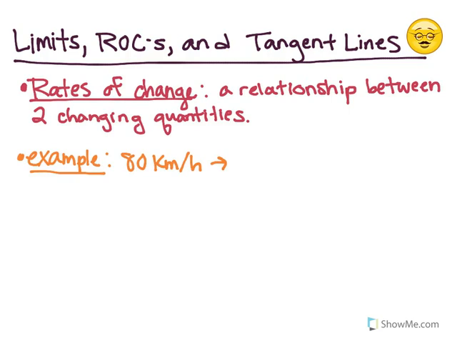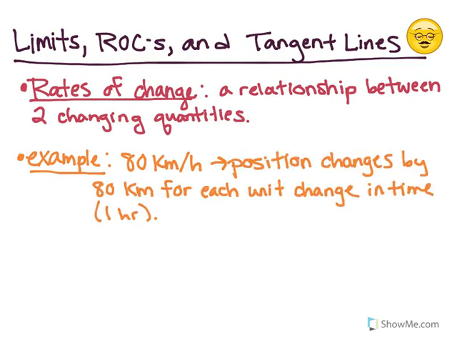So, for example, if you're going 80 kilometers an hour, what exactly does that mean? Well, it means that our position changes by 80 kilometers for each single unit change in time. And the two main words here are position and time. That's exactly what velocity is. It's a change in position versus a change in time.